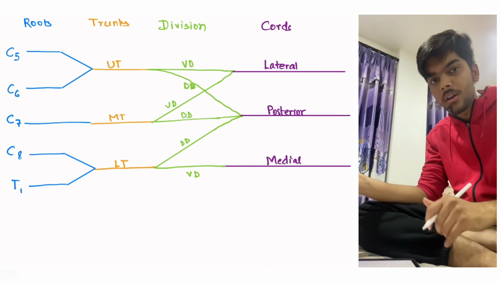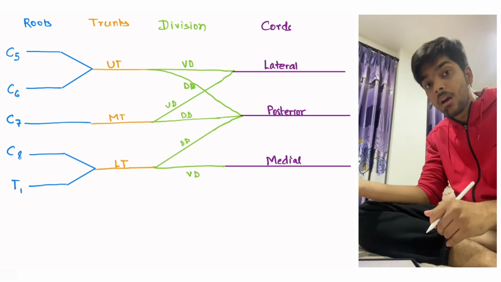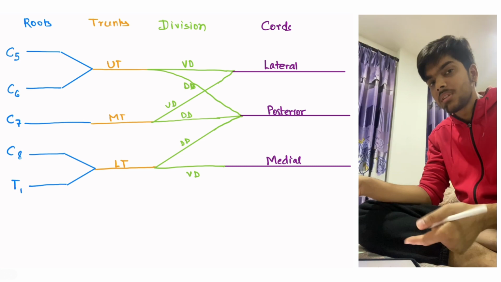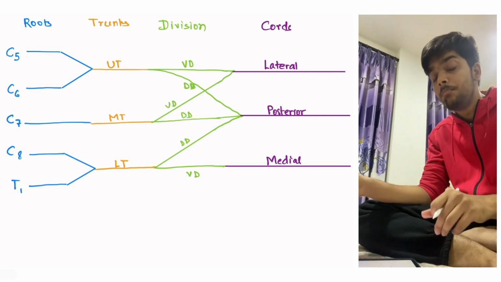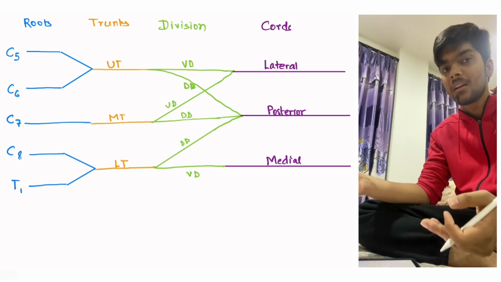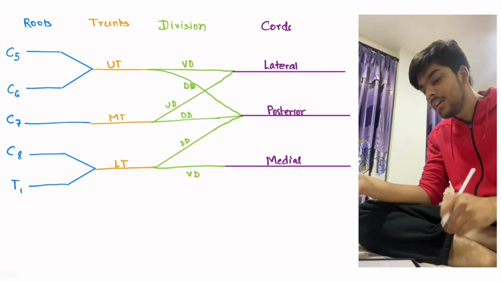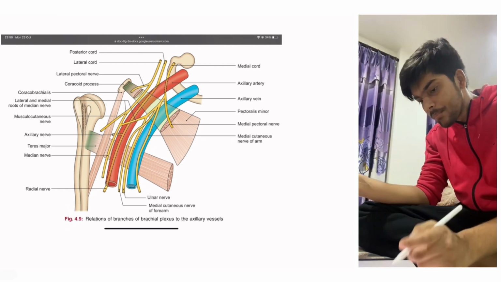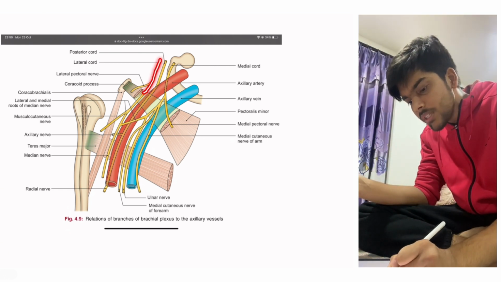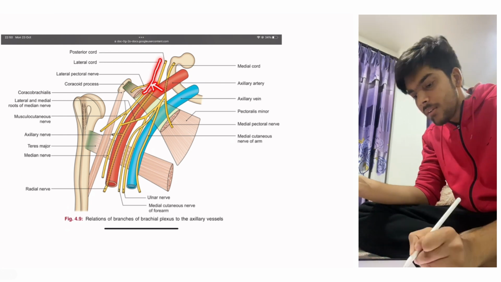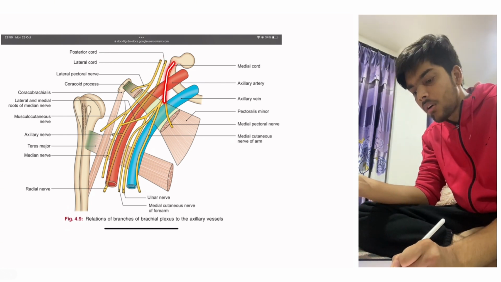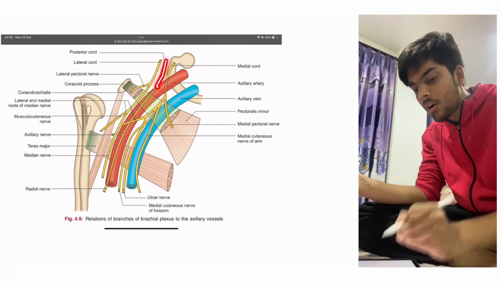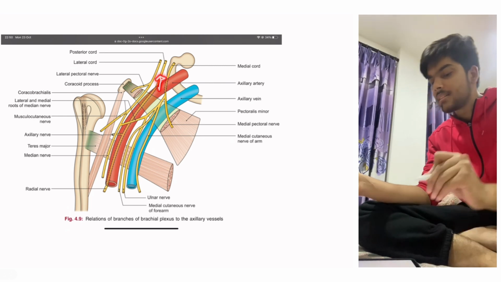The name of the cord is based on their position around the axillary artery, because the three cords are found surrounding the axillary artery, and depending on where they are with respect to the axillary artery, they have been named lateral, posterior, and medial. As you can see in this diagram, you have the lateral cord, which is present lateral to the axillary artery, we have the medial cord, which is present medial to the axillary artery, and we have the posterior cord, which is present behind the axillary artery.